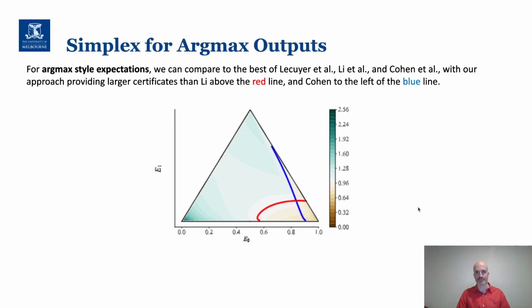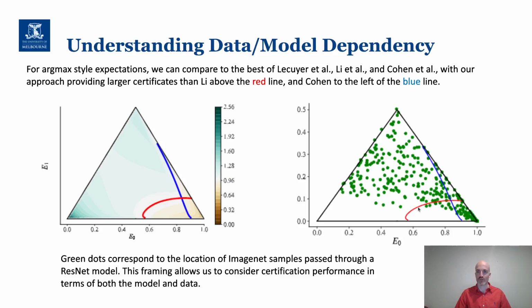This in turn allows us to look in a disaggregated sense at what is happening when we pass a model and a data set through a certification framework. These green dots here on the right-hand side are the location of outputs for ImageNet data passed through a ResNet model using randomized smoothing. We can see that a significant proportion of samples exist in the region where Cullen is dominant, a small number of samples exist in the region where Lee is dominant, and a decent number of samples exist in the region where our technique is dominant over all others. And by dominant, I mean produces the largest certification.